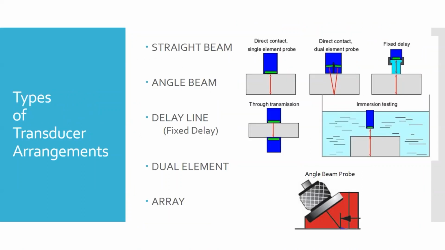So here's just some illustrations of those different transducer arrangements. So straight beam pulse echo up here on the top left. You can actually do another type of pulse echo, which is still in that straight beam category, but it's a dual element. So a direct contact dual element probe. So the advantage there is that, in this case, you don't get the interference, right? The sound coming into the part and then the sound being reflected doesn't interfere with each other.